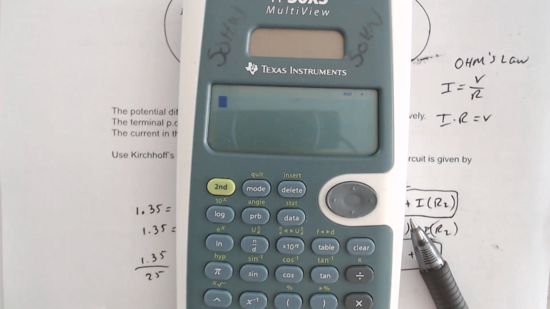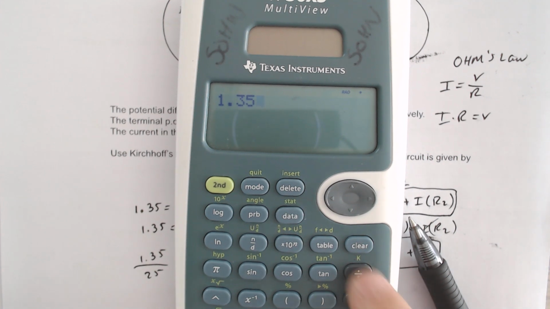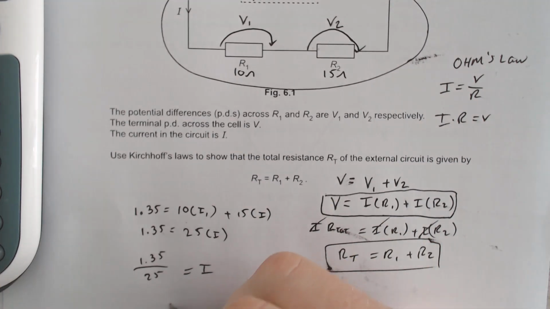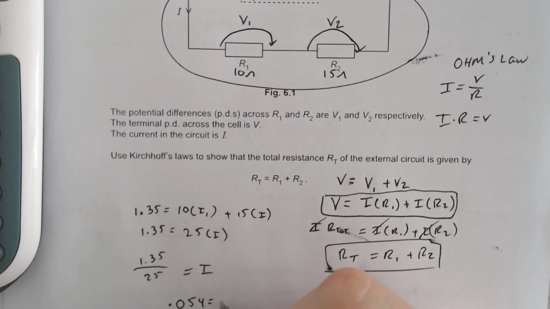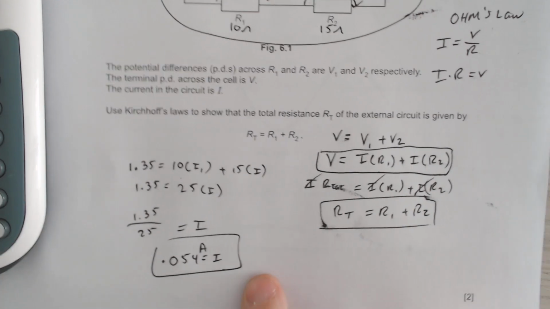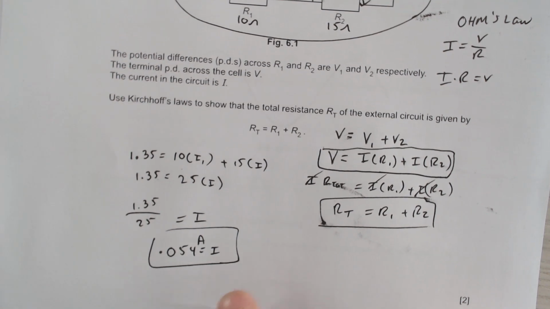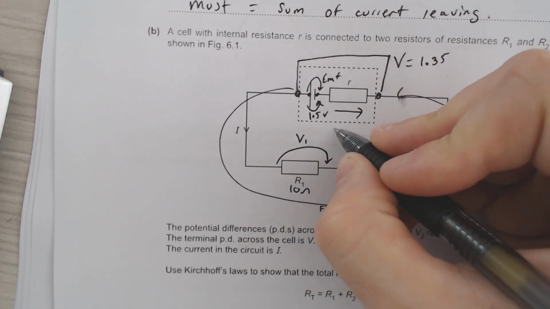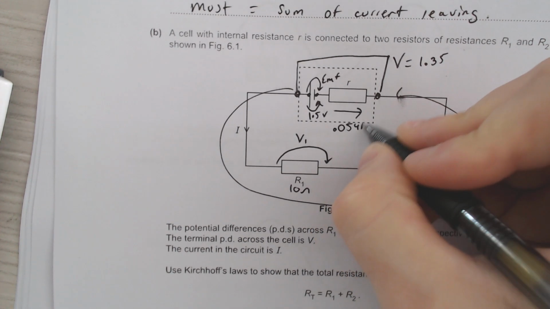The answer key didn't show you. 1.35 divided by 25 gives us a current of 0.054 amps. Now that's an important value, because if we know that, we can figure out the internal resistance, because we also would know that the current going through it is 0.054 amps.